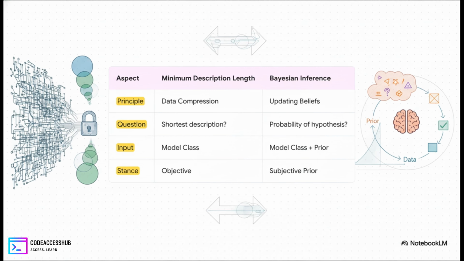And here's the biggest difference. Bayesian methods require a prior. That's a belief you have to state before you even see the data, and that can be subjective. MDL, on the other hand, really tries to avoid that. It doesn't ask what you believe, it just asks for the shortest code. That focus on an objective description length is what really makes it unique.